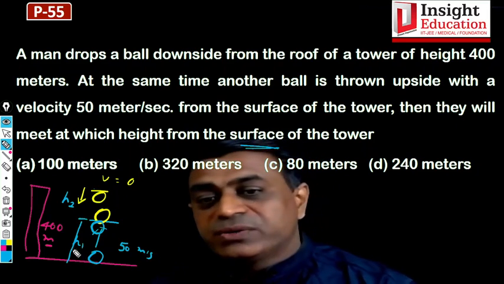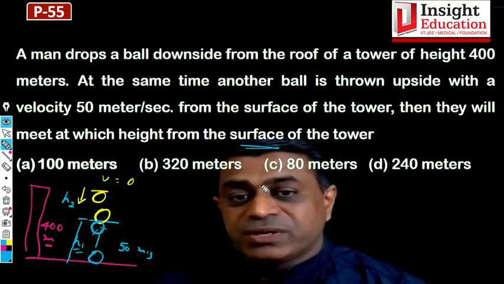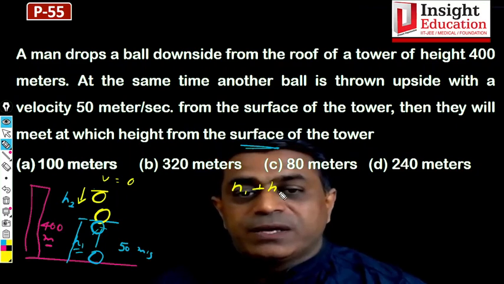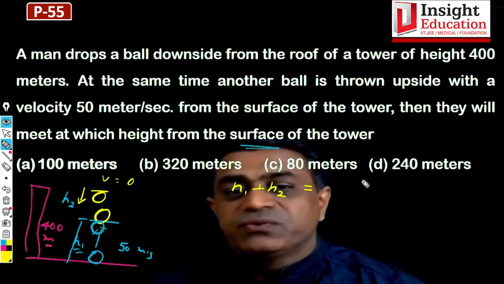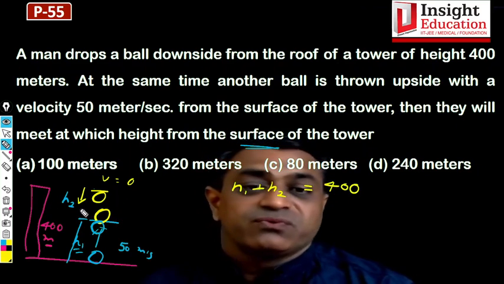Okay, so find out height h1. Now the total height is given. Yes, total height is given, so we can use this. So h1 plus h2 is equal to 400.